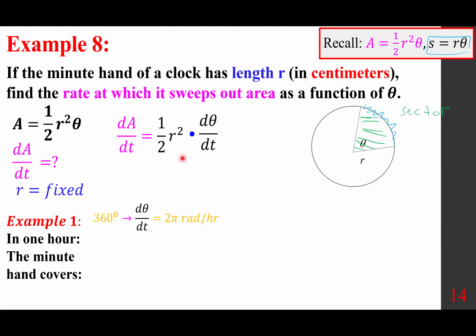So dA/dt is half of r squared, d theta/dt is 2 pi, or pi r squared. Because this is in centimeters, it's centimeters squared per hour, because of the units of the area. Remember, this is in centimeters. If it's not given, you don't have a unit. It's units of the area over units of time. Okay.